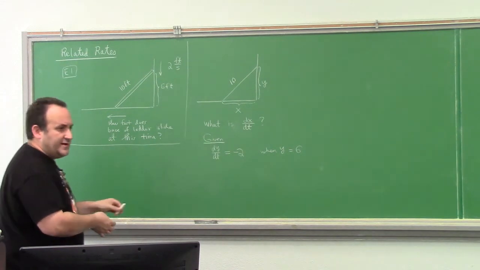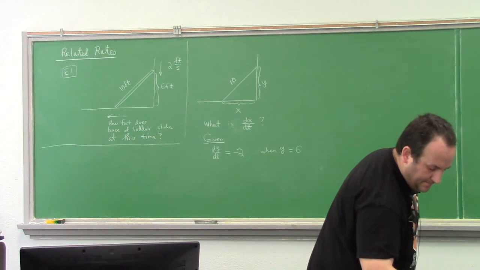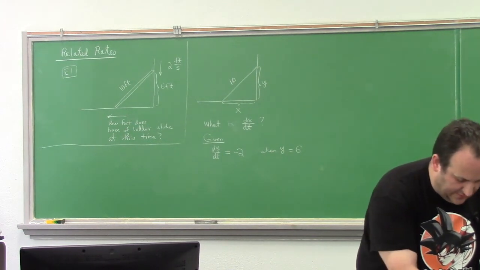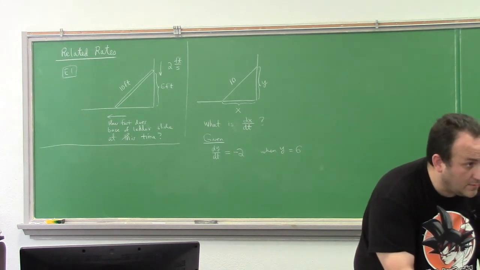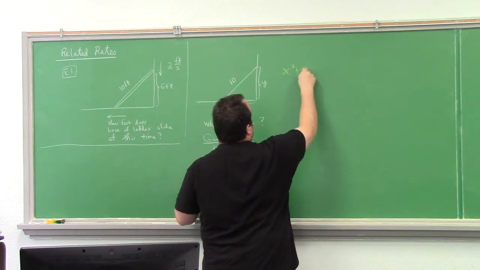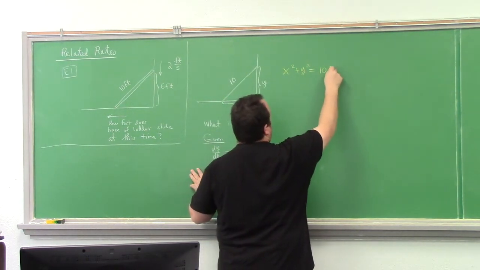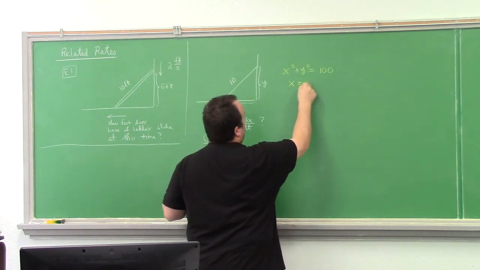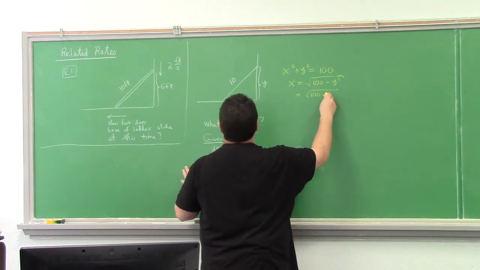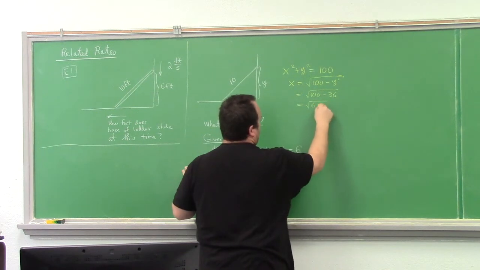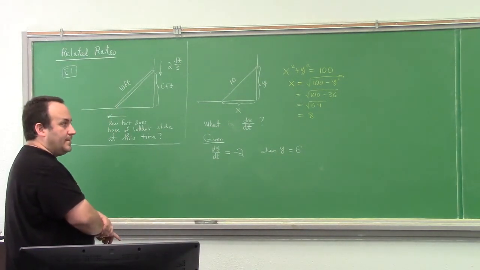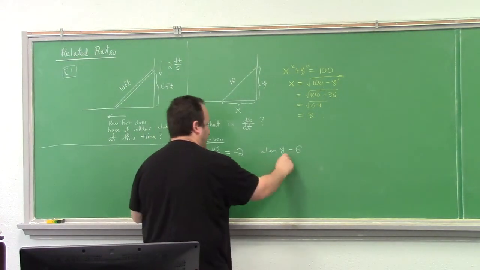We also know that this is a right triangle. So what does that mean? 90 degrees. What theorem applies? Yeah, I heard Pythagorean theorem. x squared plus y squared is equal to 10 squared, which is 100. That makes x equal to the square root of 100 minus y squared, which in this case is the square root of 100 minus 36, which is the square root of 64, which is 8. So x is equal to 8 at the time we're interested in. And y is 6.